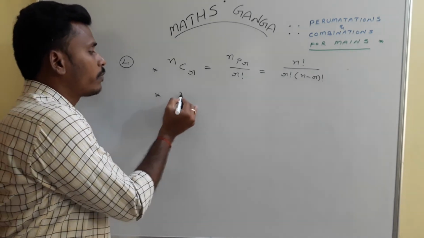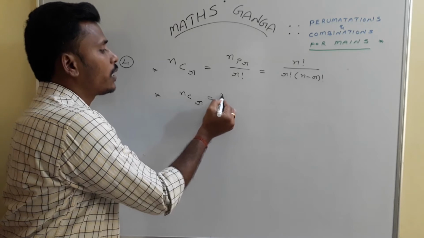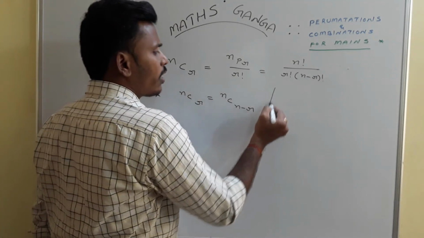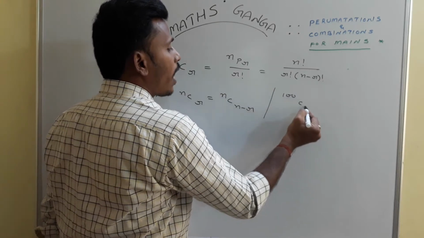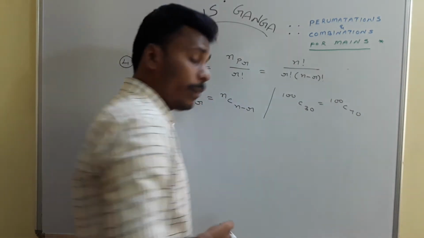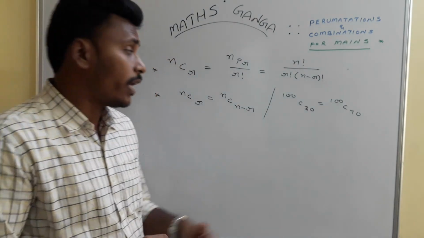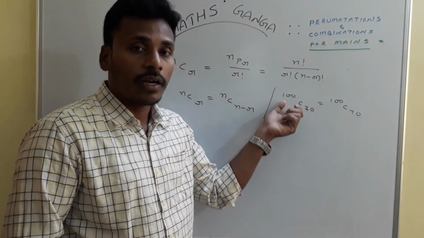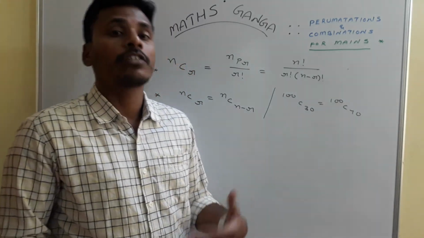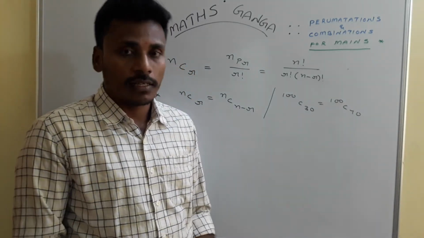Using this we will say that NCR is equal to NC(N minus R). I will go with an example. 100C30 is equal to 100C70. What does it mean? The number of ways of selecting 30 objects out of 100 is equal to the number of ways of selecting 70 objects out of 100. The number of ways are the same.